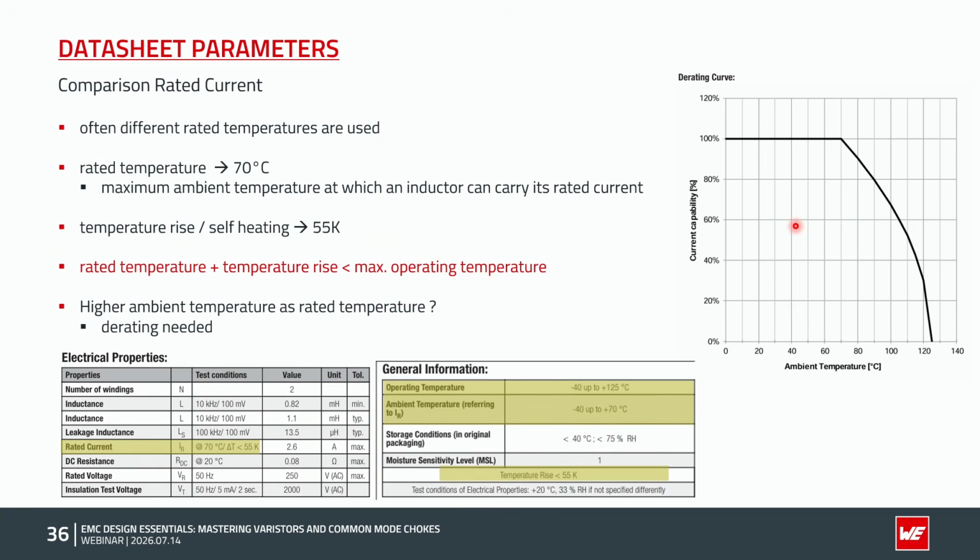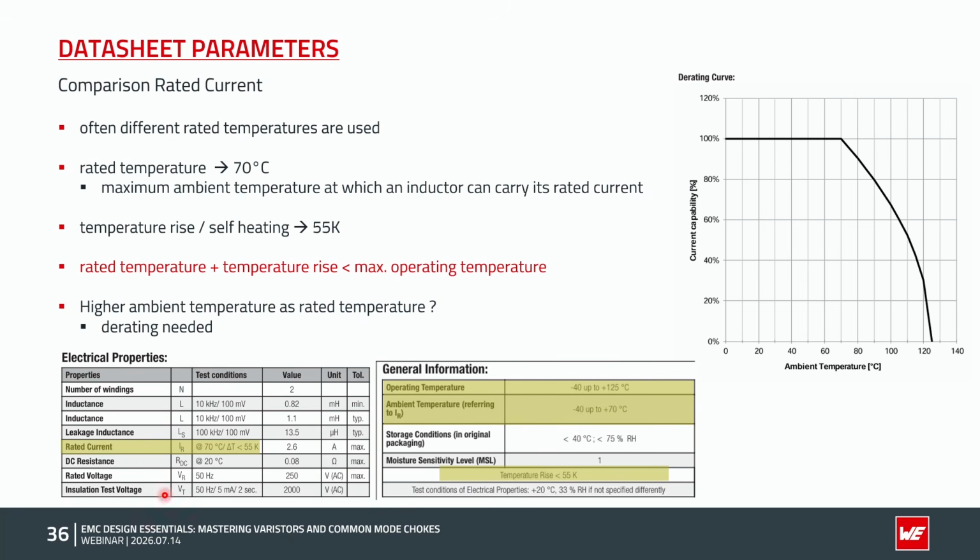The next parameter is the rated current. Here it's also really important to take care of the test conditions. Often different rated temperatures are used, and so it's not possible to compare the parts one to one. Even in our product range, we're using different values.